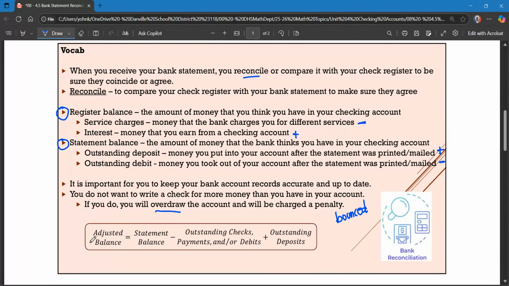So if you want to find your adjusted balance, which is the number that you should have in both places, take your statement balance, subtract any checks or payments or any debits, add any outstanding deposits, and think about interest and service charge.